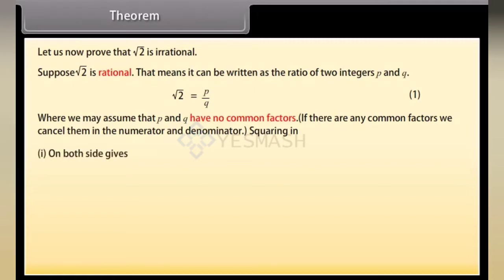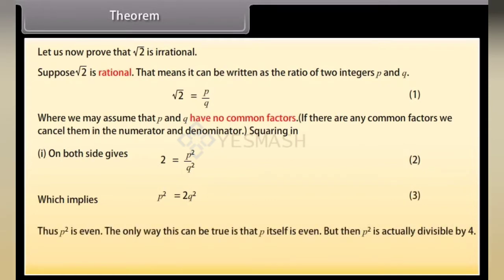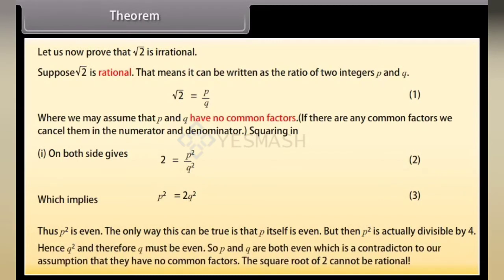Squaring equation 1 on both sides gives 2 is equal to p square upon q square, equation 2, which implies p square is equal to 2q square, equation 3. Thus, p square is even. The only way this can be true is that p itself is even. But then p square is divisible by 4, hence q square is even, and therefore q must be even. So p and q are both even, which contradicts our assumption that they have no common factors. The square root of 2 cannot be rational.